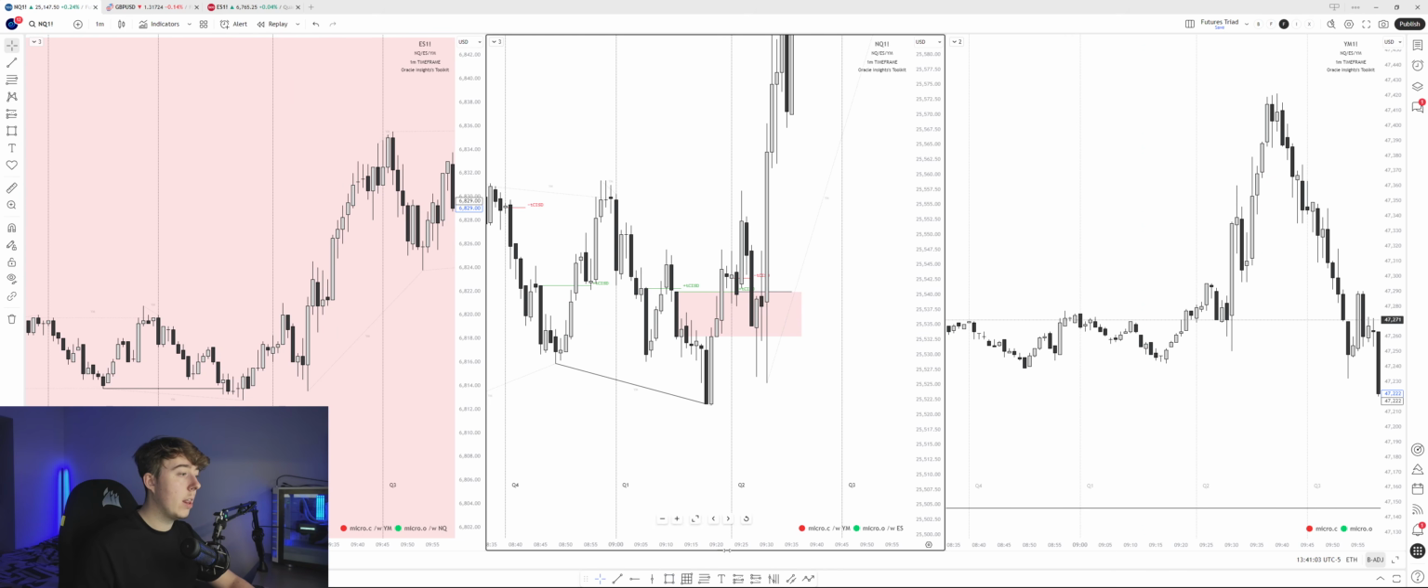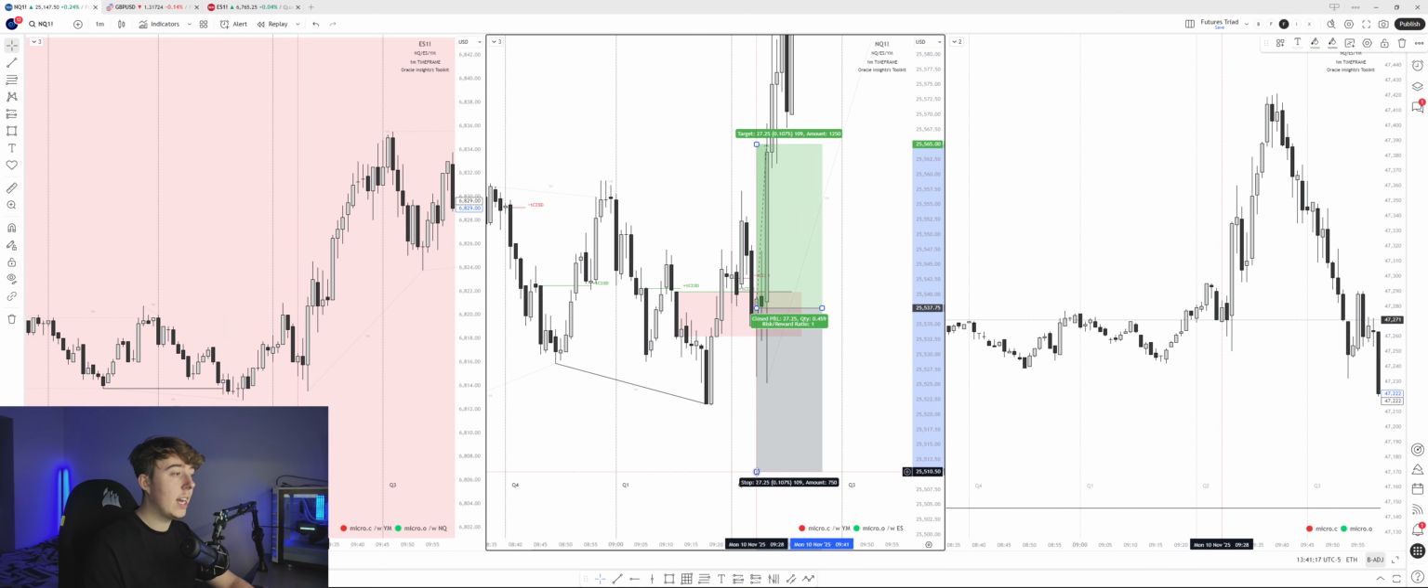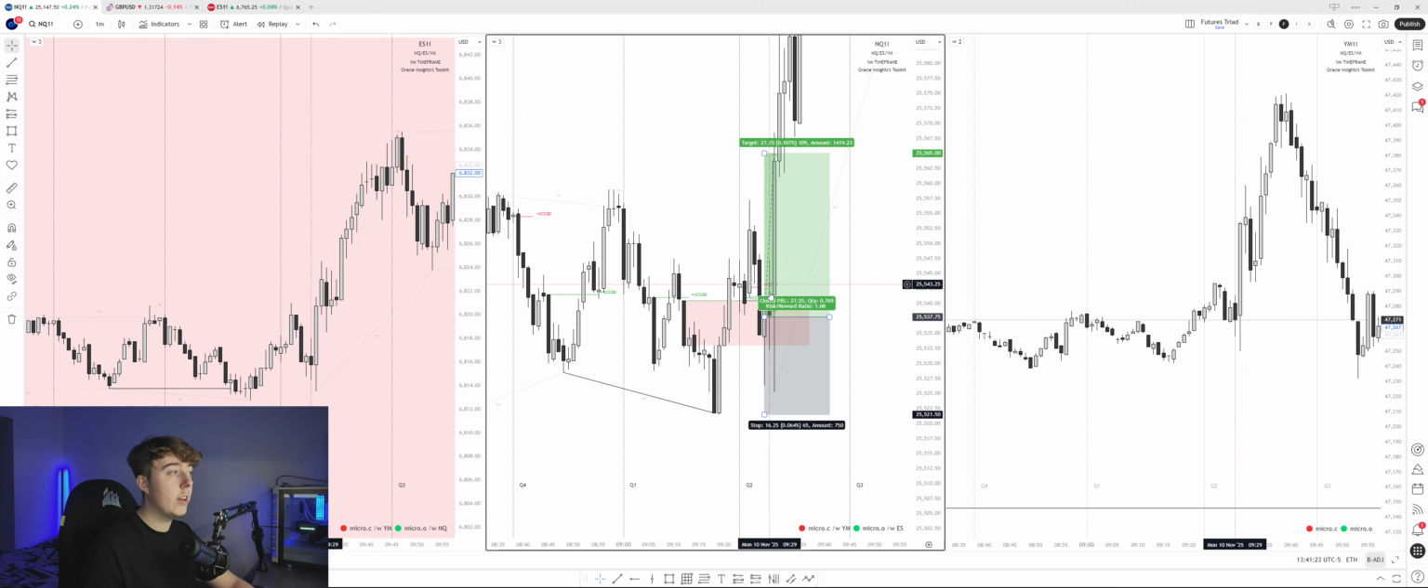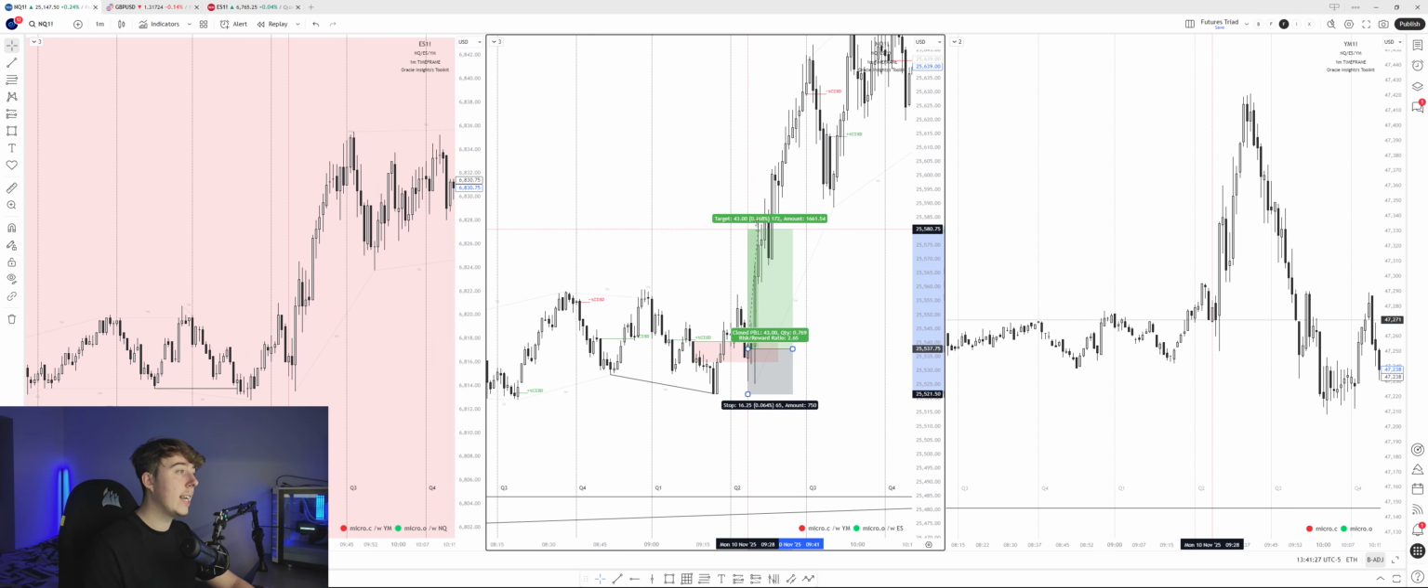As you can see, you can mark out the body. Body got respected beautifully. A wick below doesn't mean anything. It's the closures that tell the story, right? Wicks are there to sort of throw you off. The closures, the bodies tell the actual story itself, whether we're respecting the TCISD or not. So you could have taken any entry inside of the TCISD body. Remember, stop goes on that SSMT low. And Q1 manipulated, so Q2 opens up low and then distributes to the upside. Very, very nice trade there.